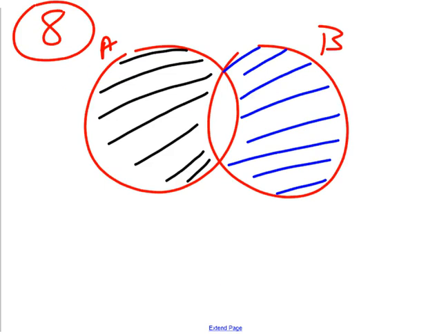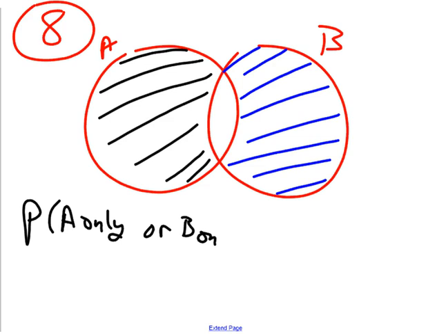Okay, moving on to number 8. On number 8, the question was probability of A only, and it said or, so that's a big answer. So everybody who got invited is in the answer, A only or B only.